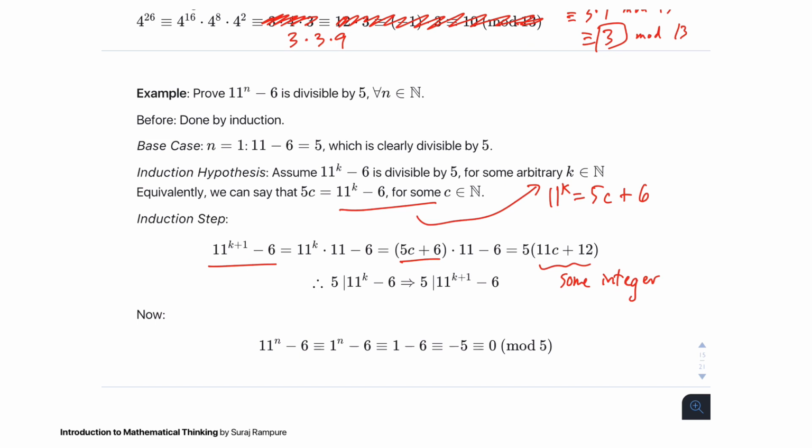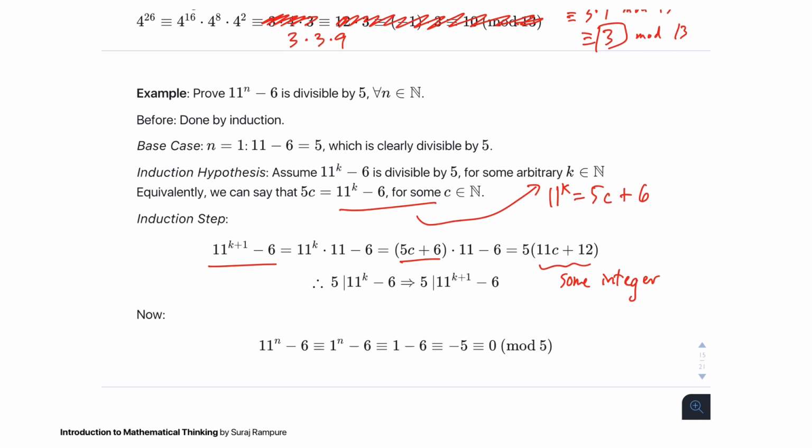So I know 11, when I divide it by 5, the remainder is 1. So I can replace 11 with 1. And 1 to the n is always 1, assuming n is an integer. So then I get 1 minus 6, which is negative 5, which if I add 5 to it, which I can do because 5 is our modulo base, I get 0. So right off the bat, in one line, we don't have to do any induction or anything weird. It saves us a lot of time when we're talking about questions like this.